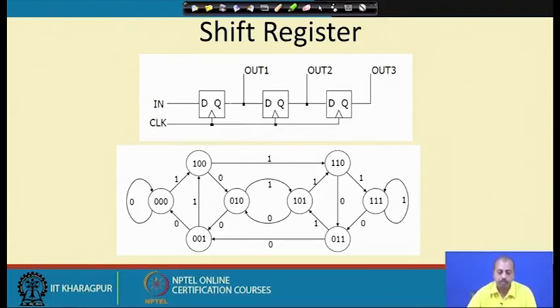So, if we assume that the initial state is 0 0 0, then on the arrival of the next clock, if the input at that point of time is 0, it remains in this state. If the input is 1, it goes to this state 1 0 0. Similarly, if the current state is 1 0 0 and the next input is 0, then it comes to the state 0 1 0, because this 1 gets shifted here and the 0 from the input comes to the first flip flop. So, this way you can complete this total finite state machine from the circuit.